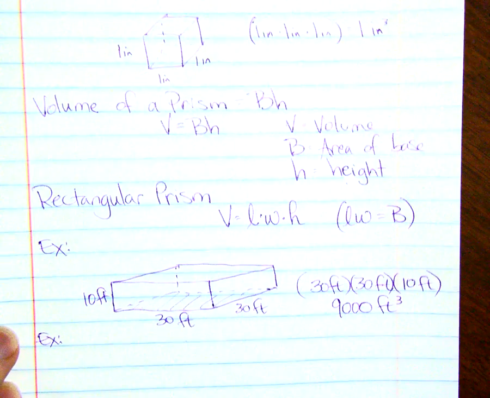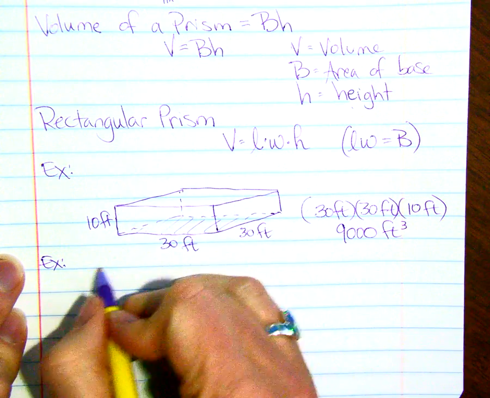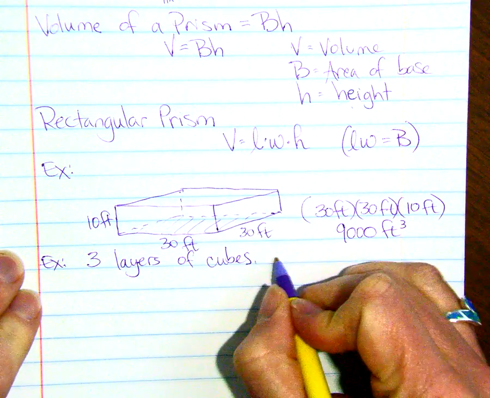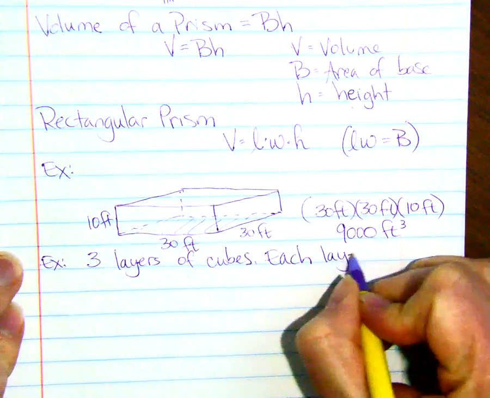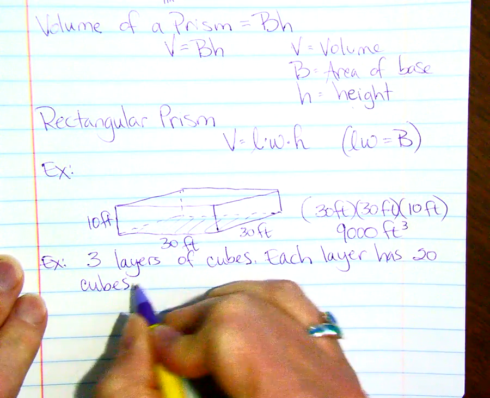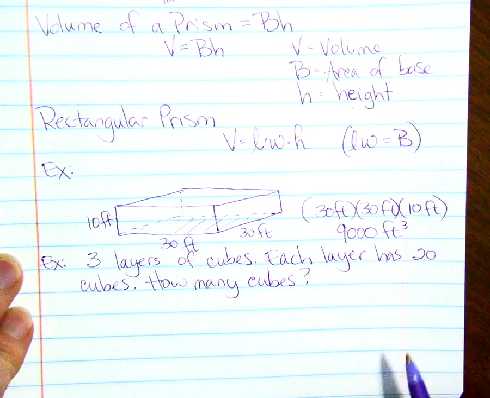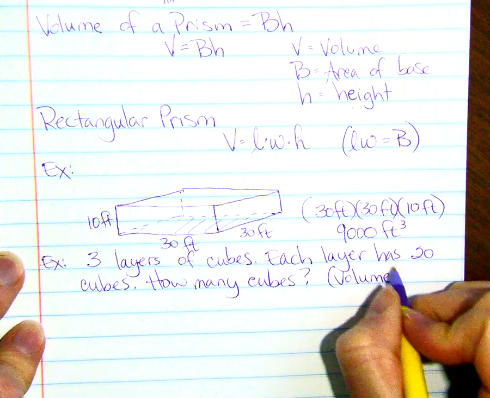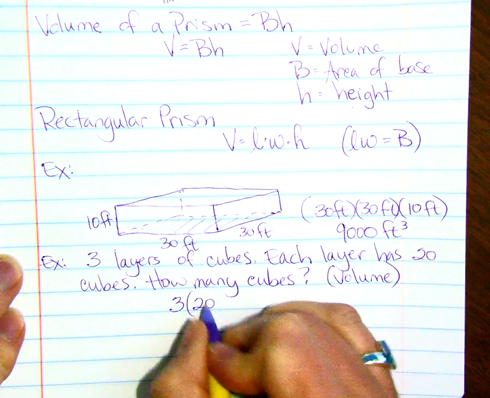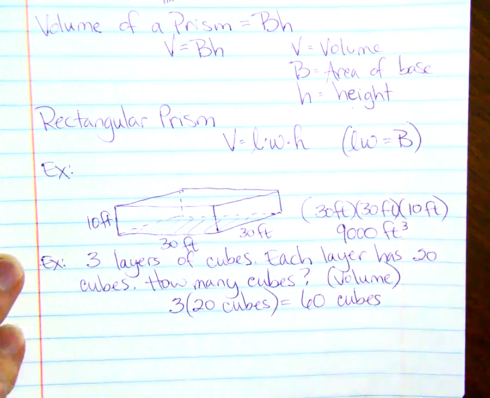Here's an example, just without a picture, we're just using the words. If we have 3 layers of cubes, and each layer has 20 cubes, how many cubes in all? And that's just the volume. So we're just trying to find the volume. So we would do 3 times 20, and we would have a total of 60 cubes.